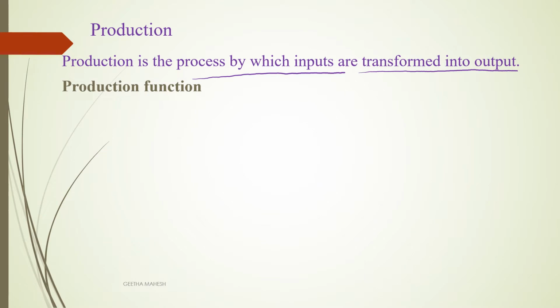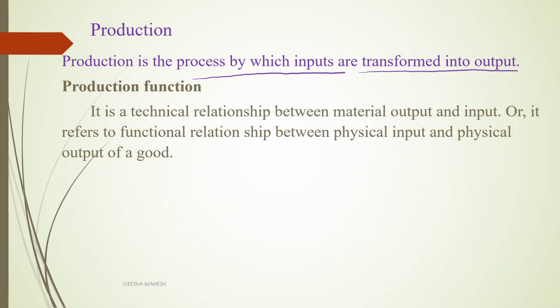What do you mean by production function? The relationship between input and output is expressed as a relation with a technological process. When we are converting input into output, we use some sort of technology to do so. So, production function is nothing but a technical relationship between physical input and physical output. We call it production function.